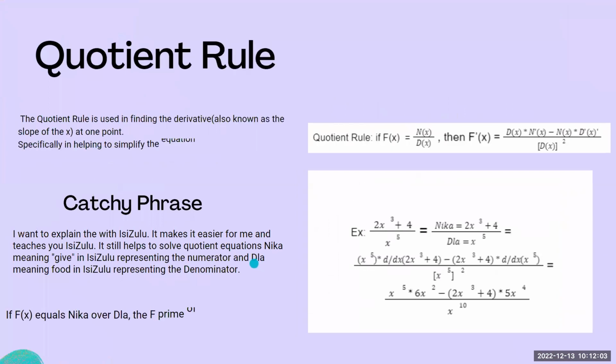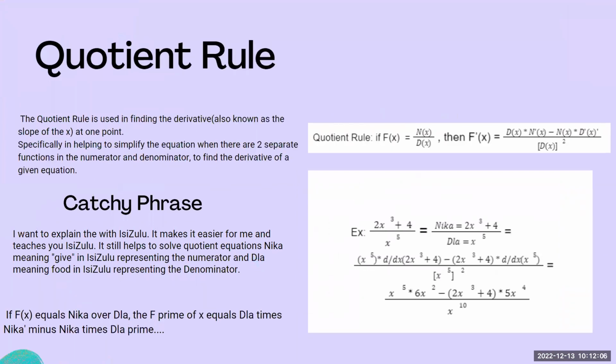Next, I'll be talking about the quotient rule. The quotient rule is used for finding the derivative, also known as the slope of x, at one point. Specifically, it helps to simplify the equation when there are two separate functions in the numerator and denominator to help find a derivative of a given equation.